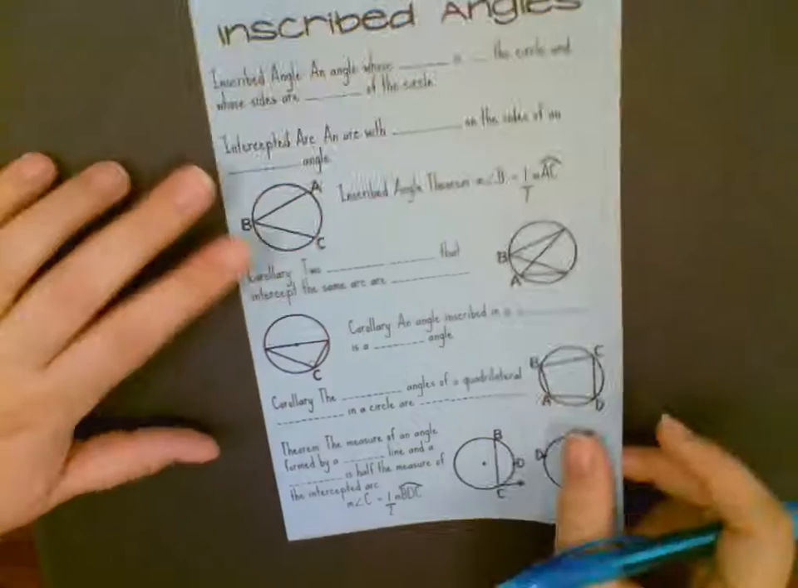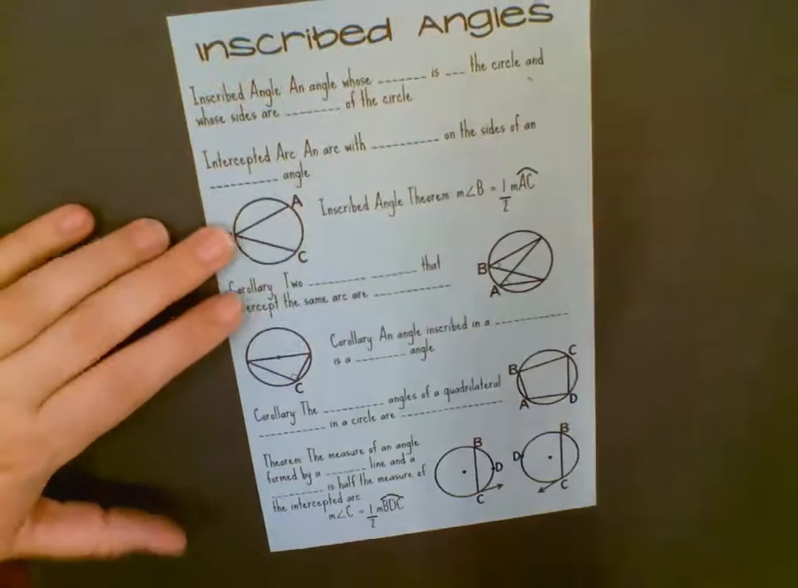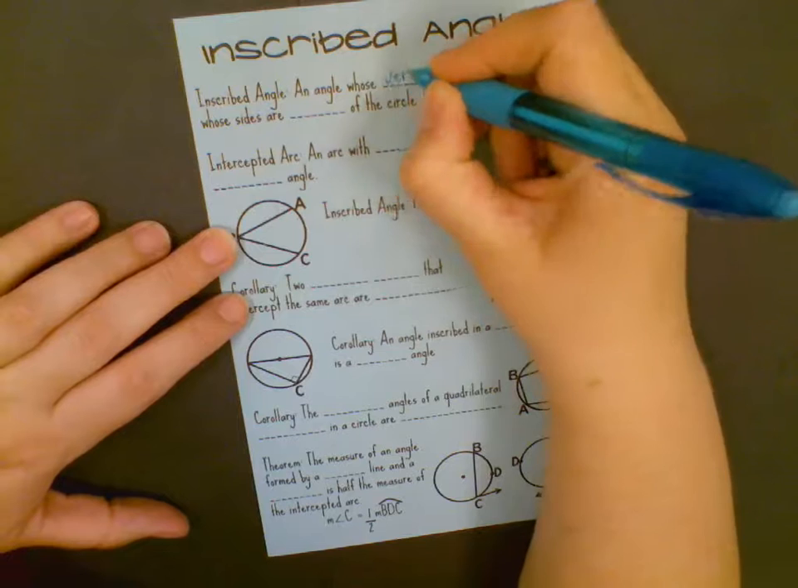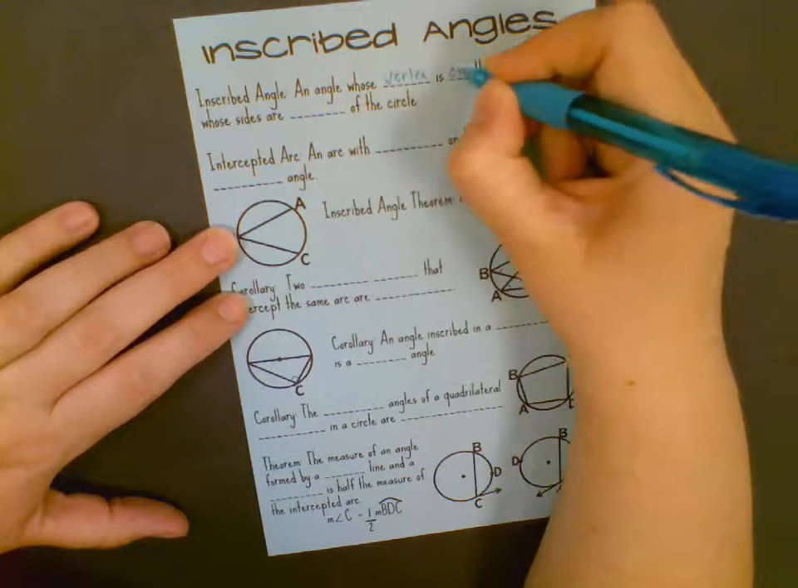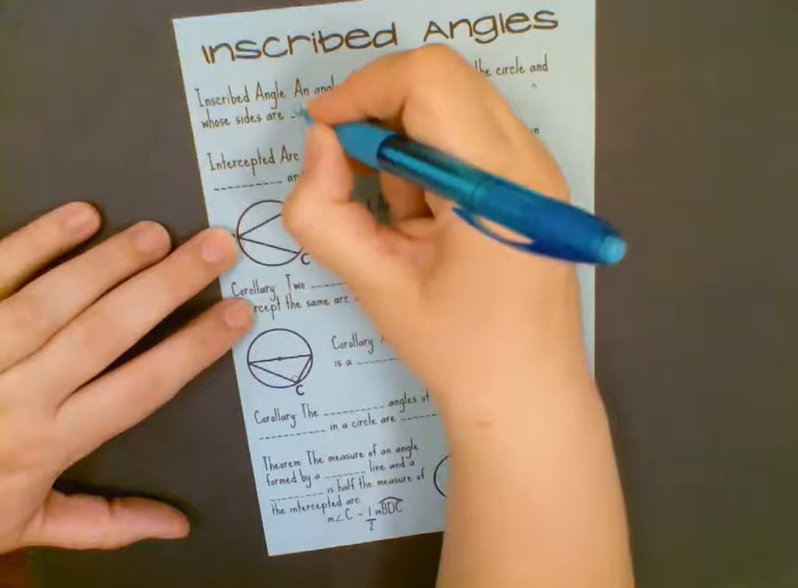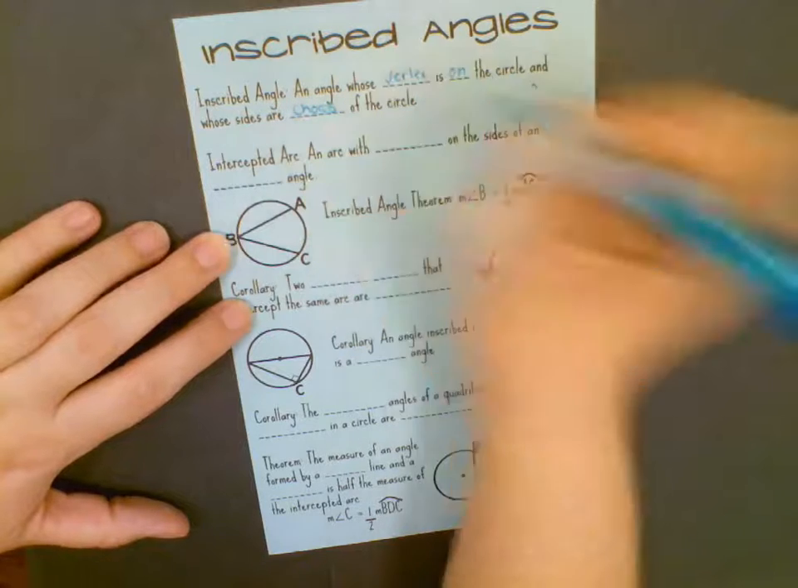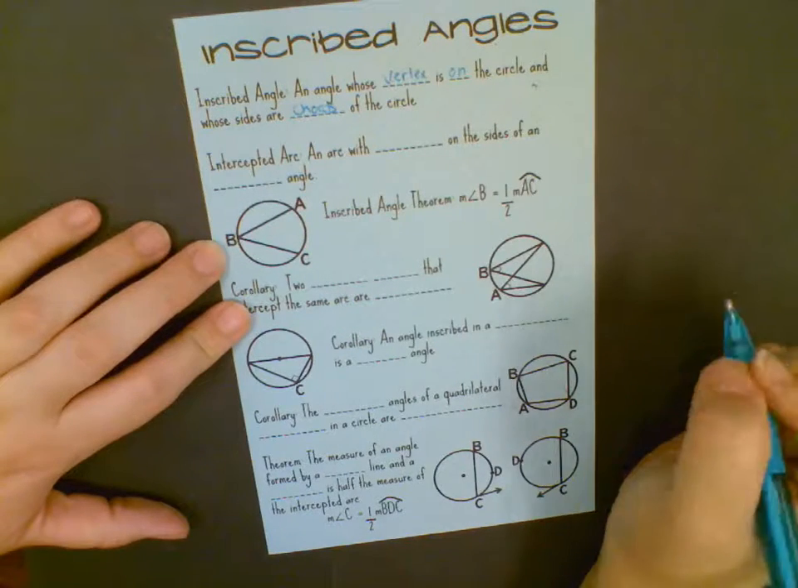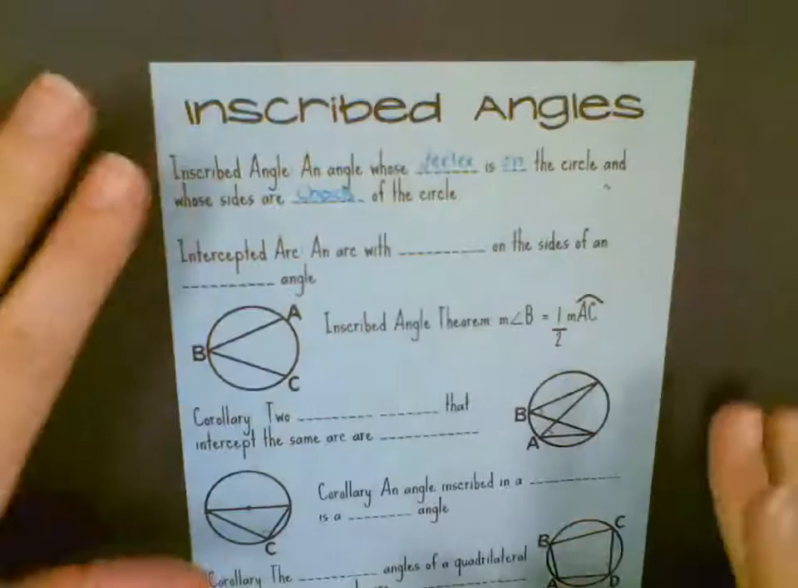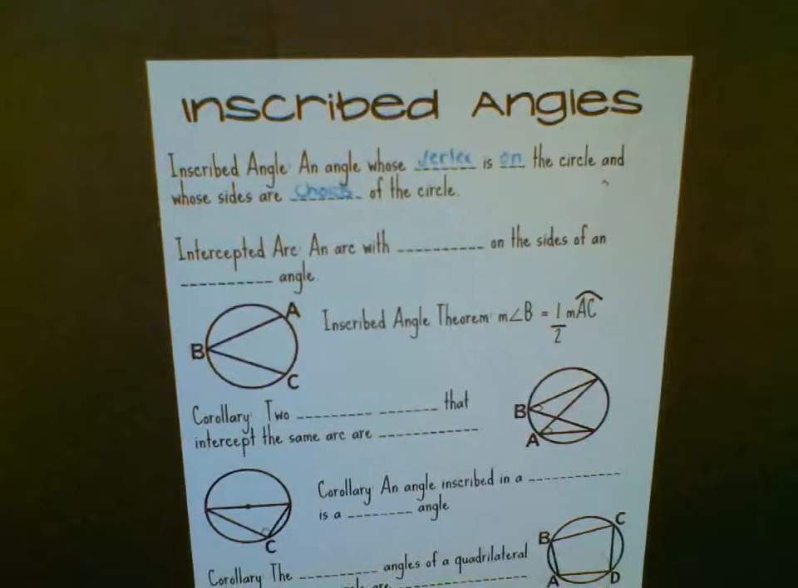So an inscribed angle is an angle whose vertex is on the circle, and then the sides are chords of the circle. So the vertex this time is on the circle instead of being in the center like it was in 10.1. That's a central angle. This is an inscribed angle.